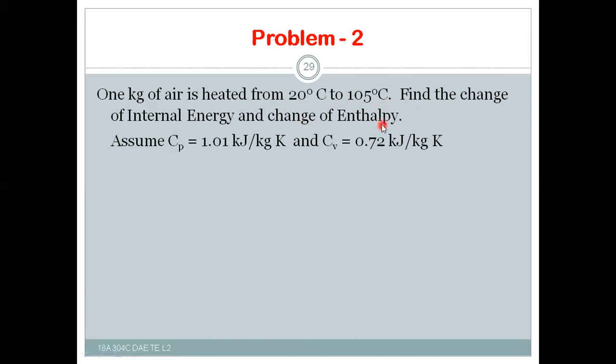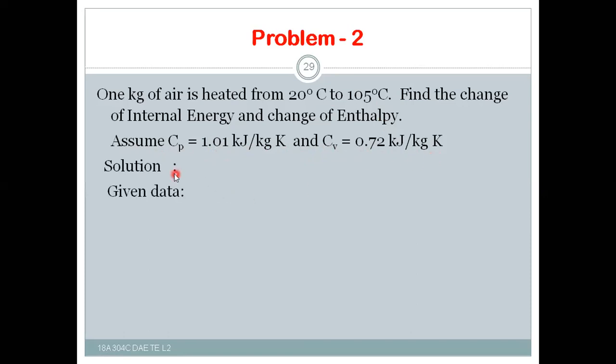As we have the previous formulas discussing the internal energy as well as the enthalpy formulas: change in internal energy, U2 minus U1, is equal to m Cv T2 minus T1. Similarly, change in enthalpy, H2 minus H1, is equal to m Cp T2 minus T1. So here assume Cp is equal to 1.01 kilojoule per kg Kelvin, and Cv is equal to 0.72 kilojoule per kg Kelvin.